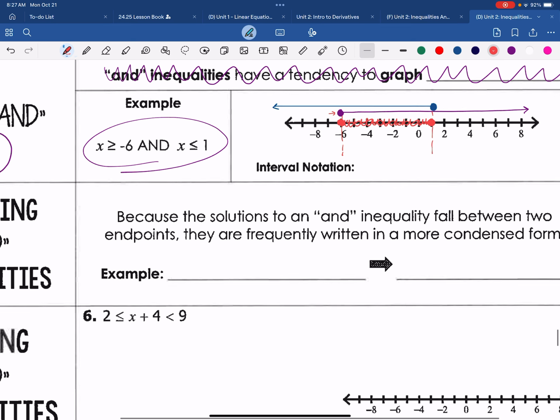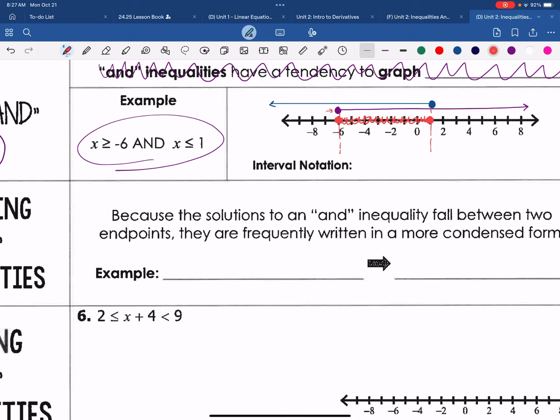Because we can write this as the space in between, we can write them going from our minimum value of -6 all the way to our maximum value and put x in between them. Because x is going to be greater than or equal to our minimum value and less than or equal to our maximum value. So when we have x is greater than or equal to -6 and x is less than or equal to 1, we can put the x in the middle.